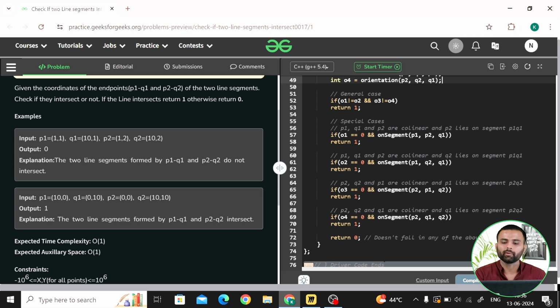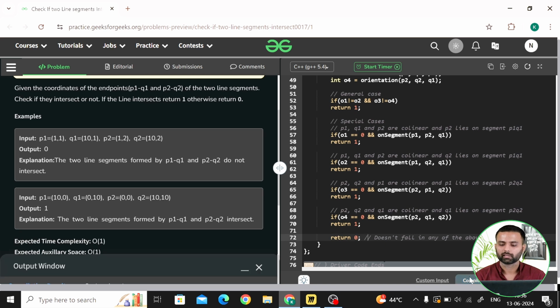So we just have to check all the cases with these 4 lines: O1 is 0 and on segment, O2 is 0 and on segment, O3 is 0 and on segment, O4 is 0 and on segment. If any case is satisfied, we return true. Else we just have to return false in that case.